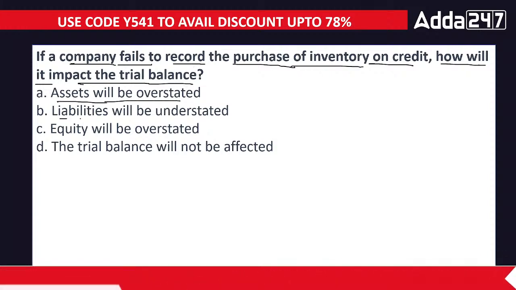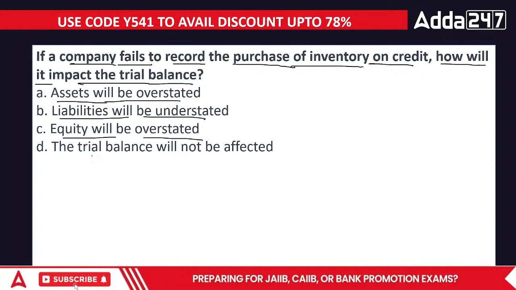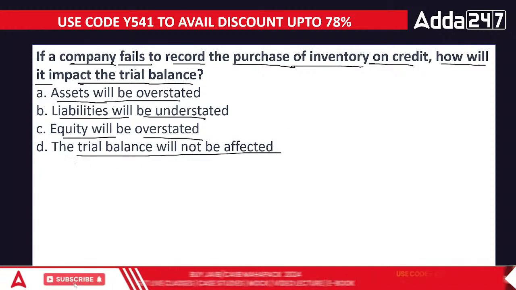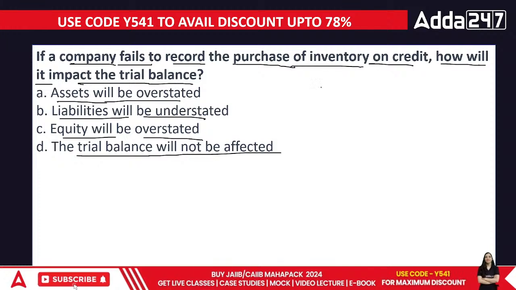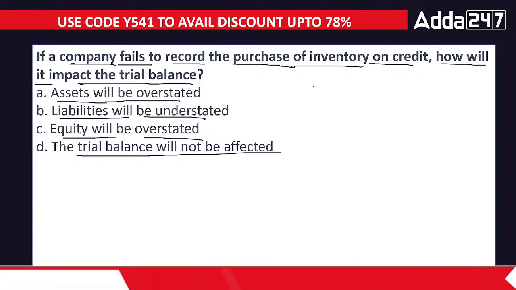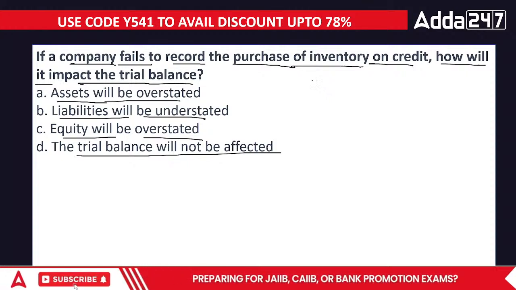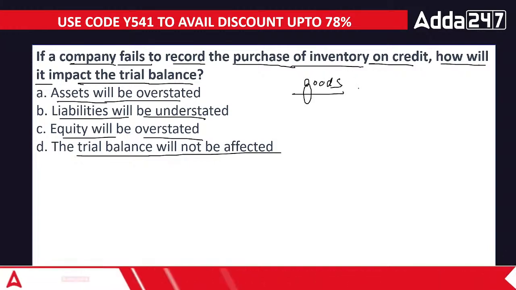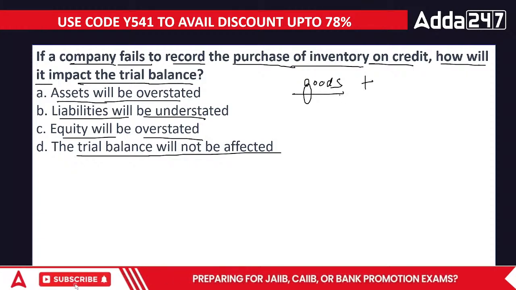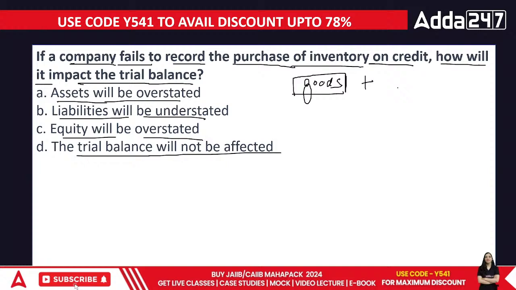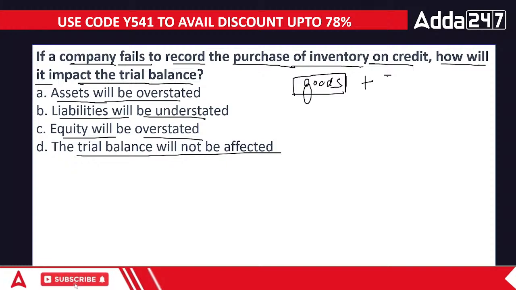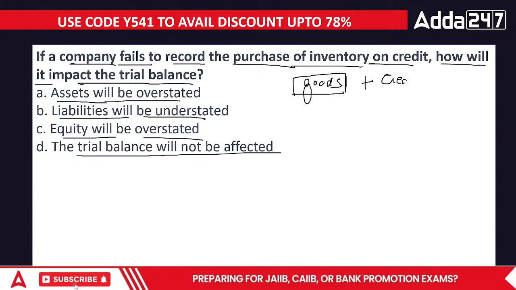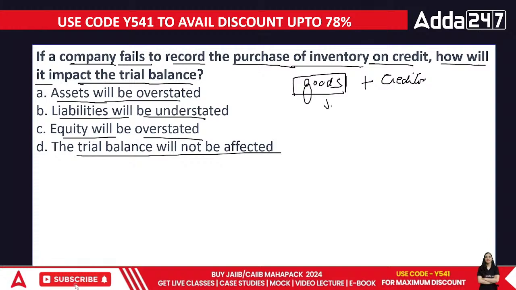Assets will be overstated, liabilities will be understated, equity will be overstated, or the trial balance will not have any effect. What happened is a company fails to record the purchase of inventory on credit. I purchased inventory, meaning I have got goods. And on the purchase of those goods, I haven't paid for it. So the creditor or the supplier is still there, and the goods are known as stock.